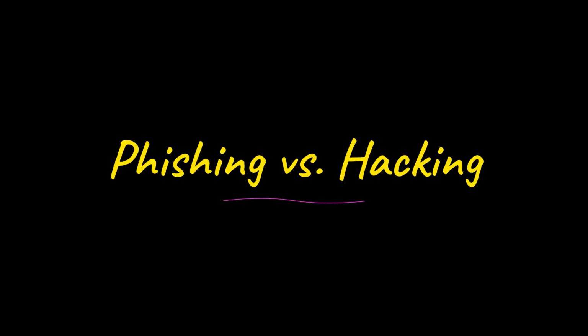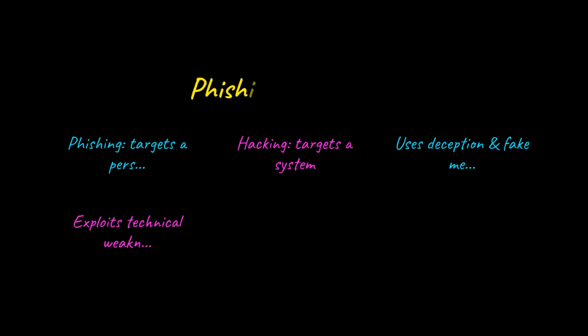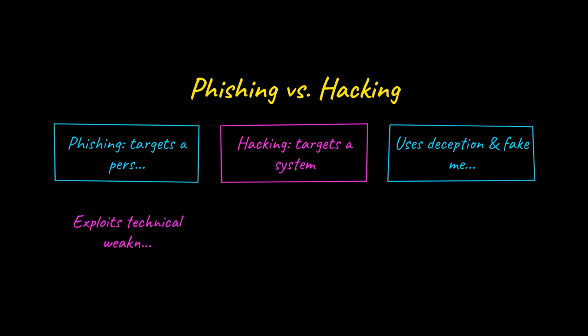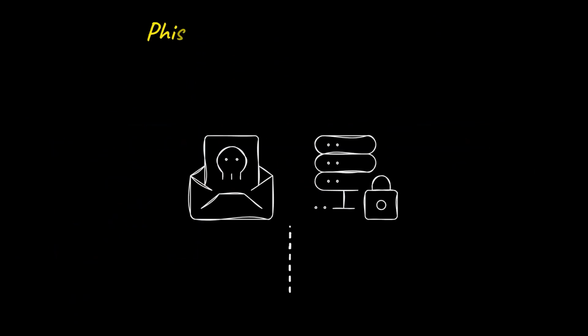Two of the most common cybersecurity threats are phishing and hacking. They both aim at gaining improper access, but they attack very different targets, and that difference is everything. Phishing targets a person, using fake emails or websites to trick someone into handing over passwords or credentials. Hacking targets a system directly, forcing or sneaking past its defenses without any help from a user.